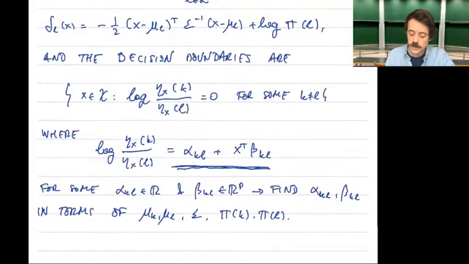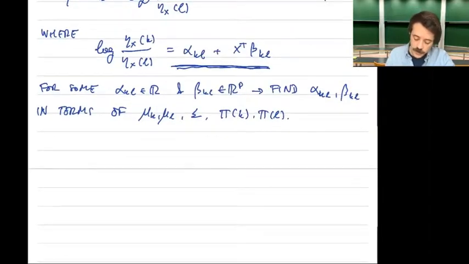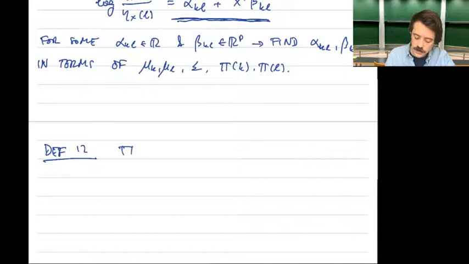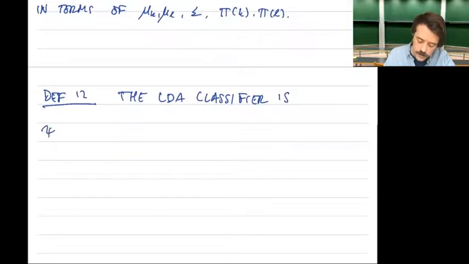Yeah. And it plays a role, of course, in the decision boundaries. Okay, so let's now define this classifier in terms of the data. So definition 12. The LDA classifier is this LDA, which is the argmax of delta L LDA.